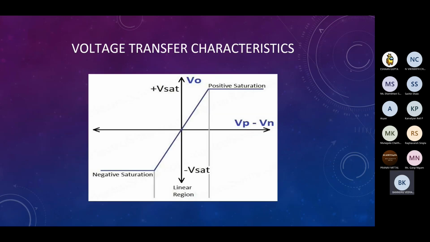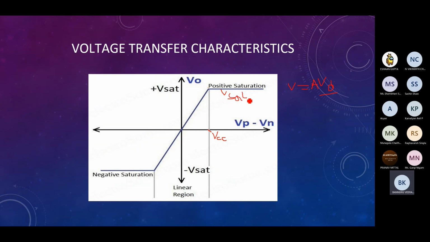Next, this is the voltage characteristics. As I already told, V out is nothing but A times Vd, the difference between the inverting and non-inverting terminals. If this voltage difference Vd crosses VCC, that is the positive power supply, then the output will reach a saturation point, which we call VSAT.